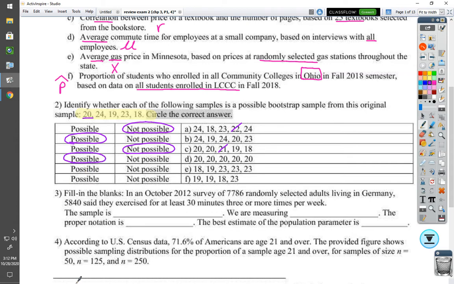In the next one, all numbers occurred. It still has a set of 5, and it's possible. The next one is clearly not possible, and the reason is because it's missing that last term right there. It's only got 4 values, and an n value of 4 does not equal an n value of 5.